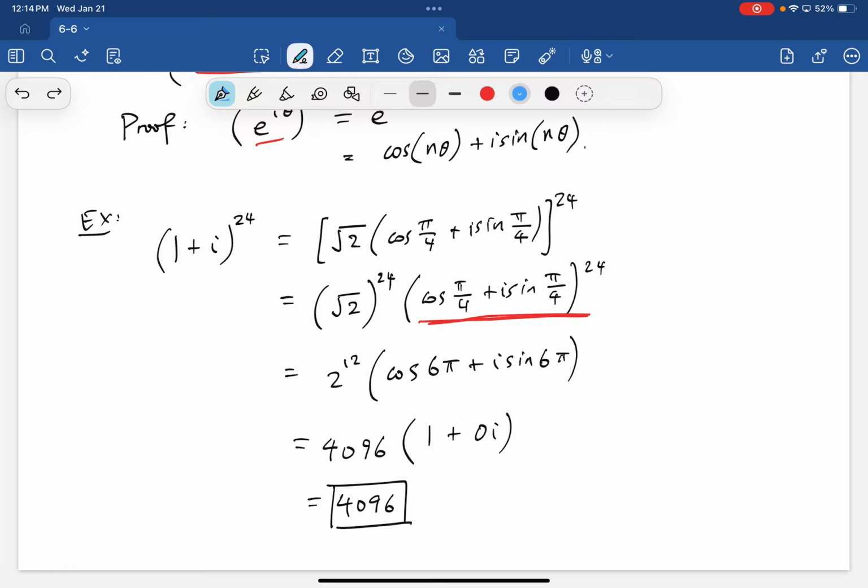So the first step, oh, there's a typo in 4b. Sorry, 2 is supposed to say 1. So 4b has a typo. It's supposed to say 1 minus root 3i. First step, convert to trigonometric form, and then you can use DeMoivre's formula.